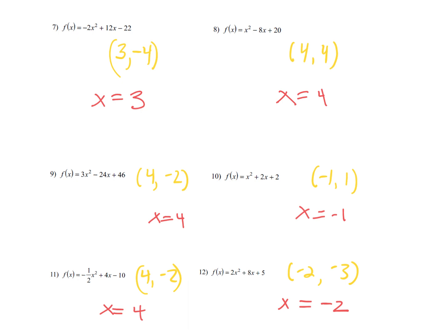Now that we've gone through this, you're now ready to go to Canvas. And in Canvas, you will find a quiz, an assignment that says vertex and axis of symmetry. So there are some problems you're asked for the vertex, some problems you are asked for the axis of symmetry. So please make sure that you read directions carefully.